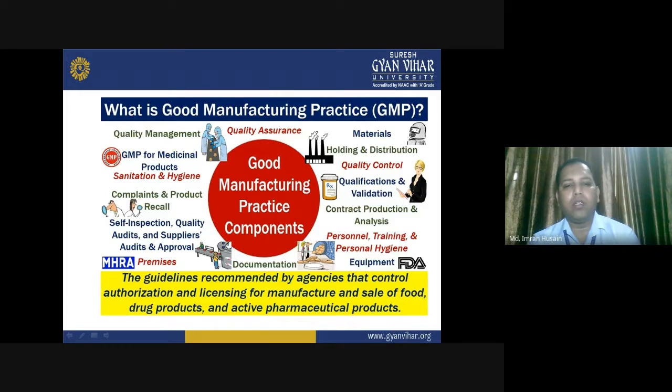Self-inspection, quality audits, and supplier audits and approval in the premises. Not only others will do your auditing and inspection. You yourself, when you are working in an industry, should do your own inspection and auditing of the supplies and approvals. Guidelines are recommended by agencies that control authorization and licensing for manufacture and sale of food, drug products, and active pharmaceutical products. So every time it is implemented in these types of industries.